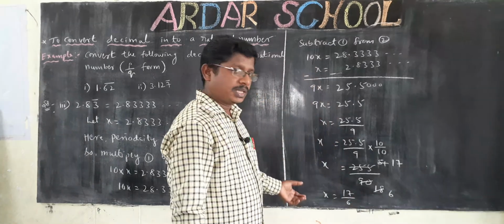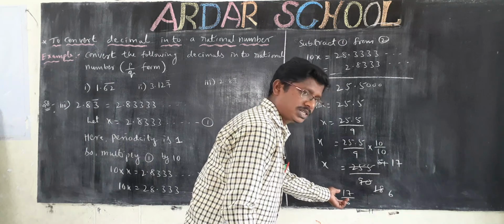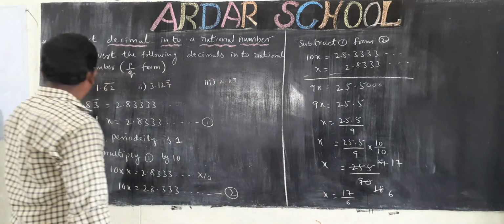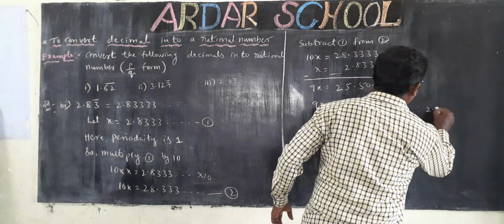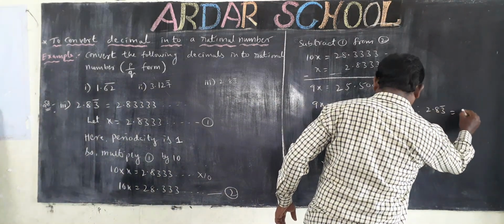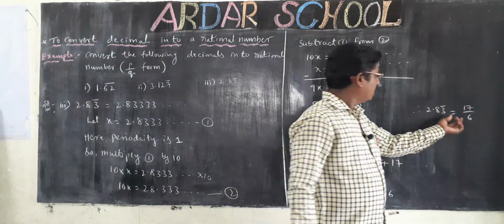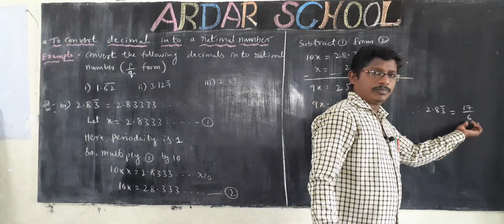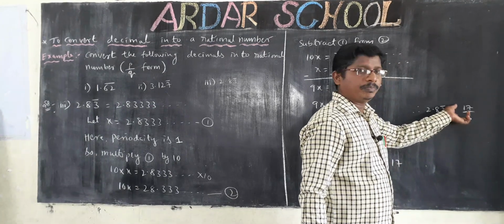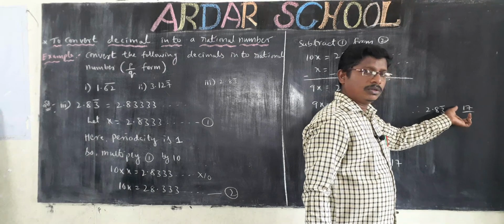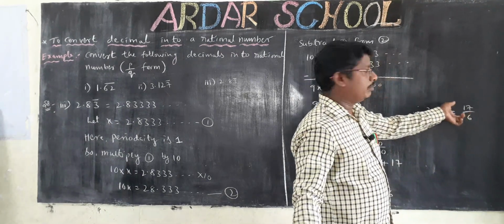17 by 6. So this is in the form of p by q. That's why this is a rational number. So 2.83 bar is equal to 17 by 6. This is a decimal form converted into a rational form. So this is a rational number. Why? Because this is in the form of p by q, where p, q belong to Z, q not equal to 0. That's why this is a rational number.